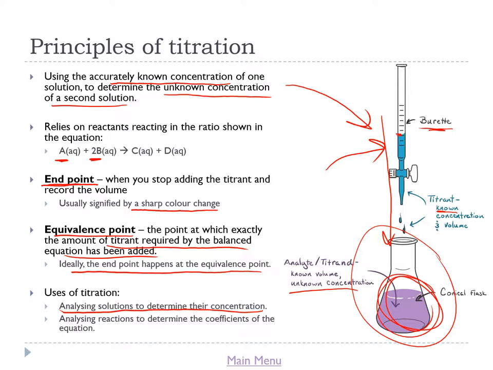The other thing we can do is use it to determine the coefficients of an equation. So these numbers here, the 1 and the 2, they can actually be found out using titrations as well because of the way things reliably react in the same ratio.